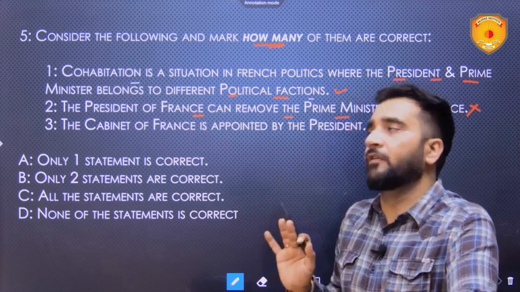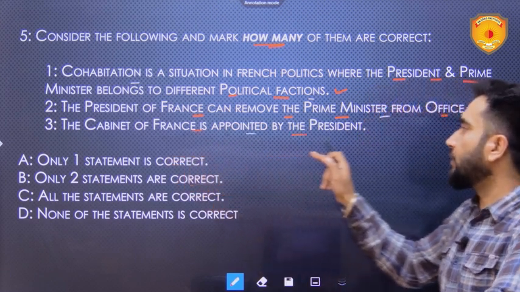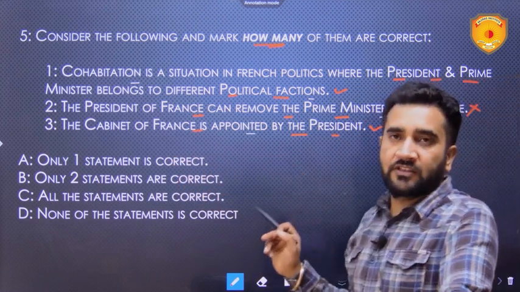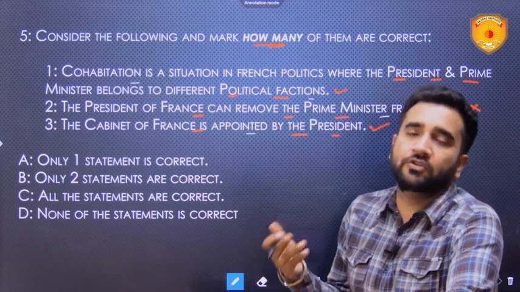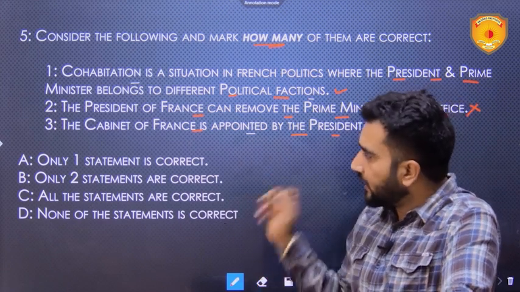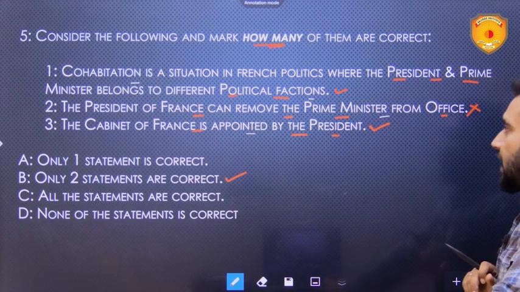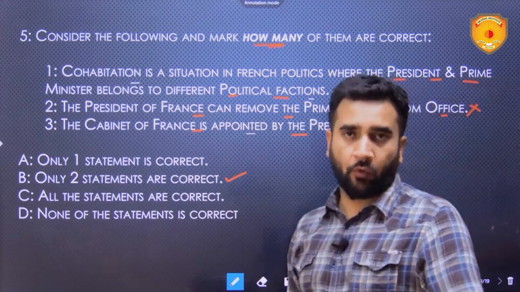He cannot remove. The cabinet of the France is appointed by the president. This statement is also correct. The cabinet of France is appointed by the president on the recommendations of the prime minister. So this statement is correct. So only 2 statements are correct and hence B is the correct answer for this particular question.